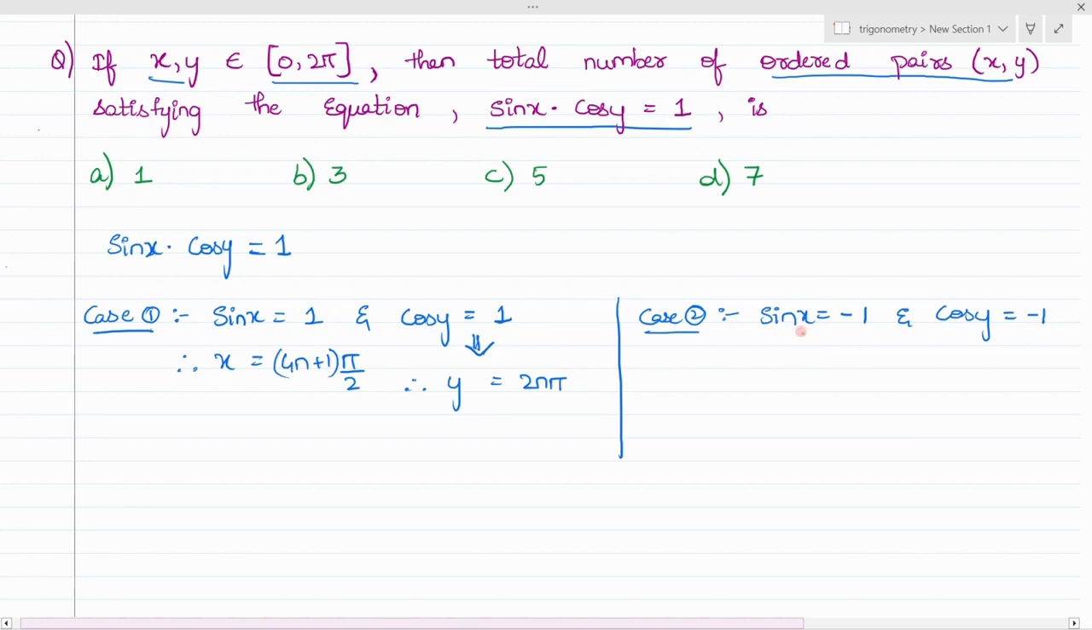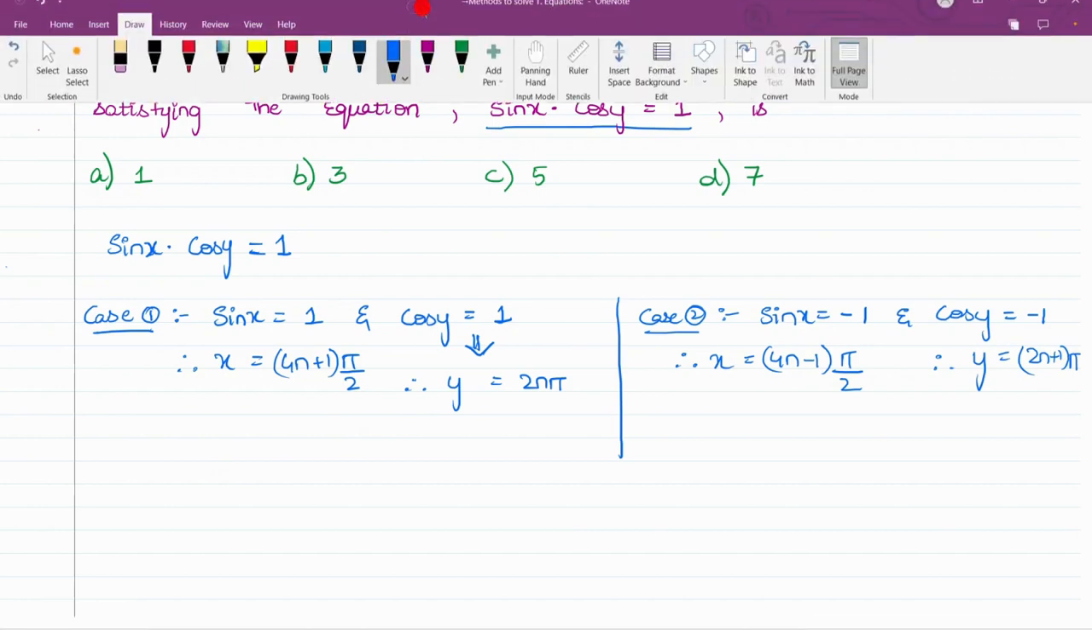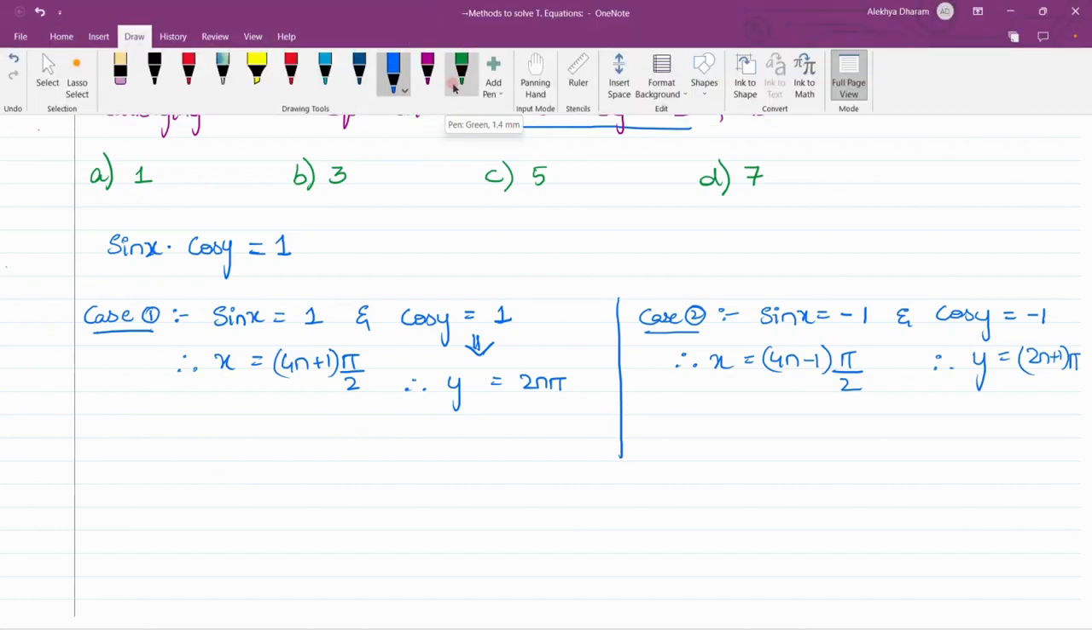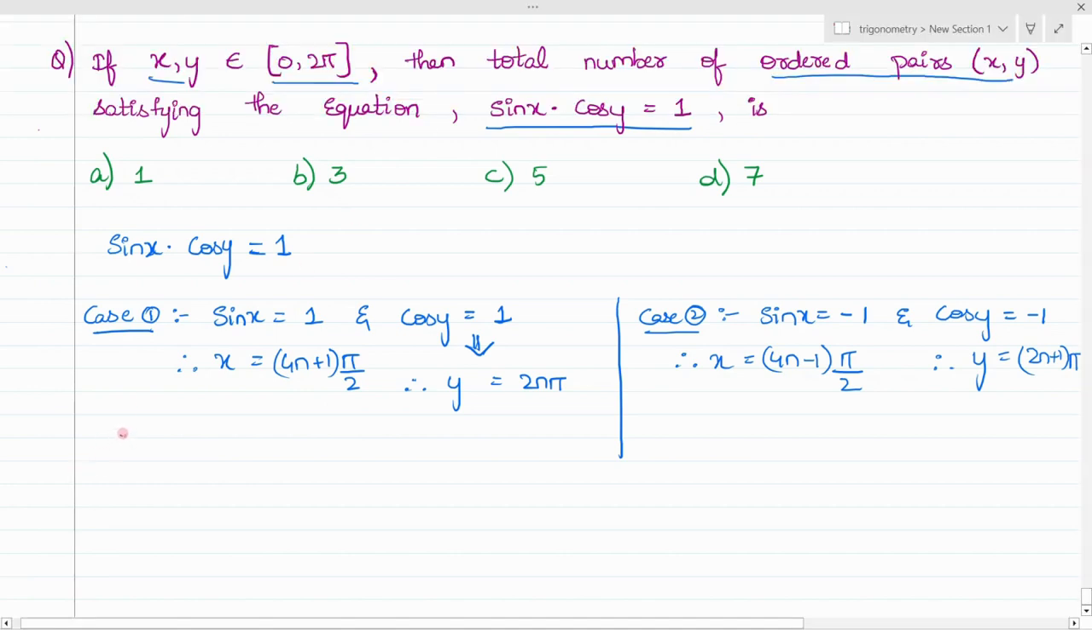Similarly, sin x is -1. Again, you can use the simple trigonometric equation general solution. For that, x will be (4n minus 1) into pi by 2. And for cos y equal to minus 1, y will be (2n plus 1) into pi. So here let's find the values of x and y.